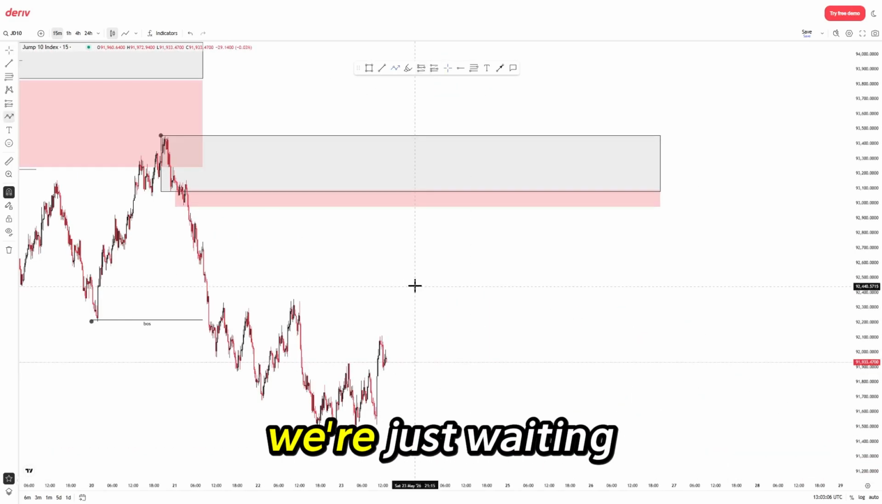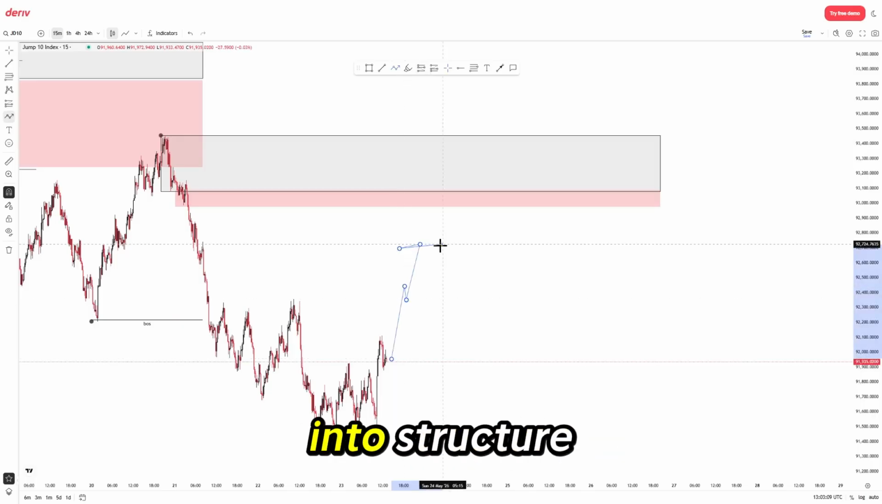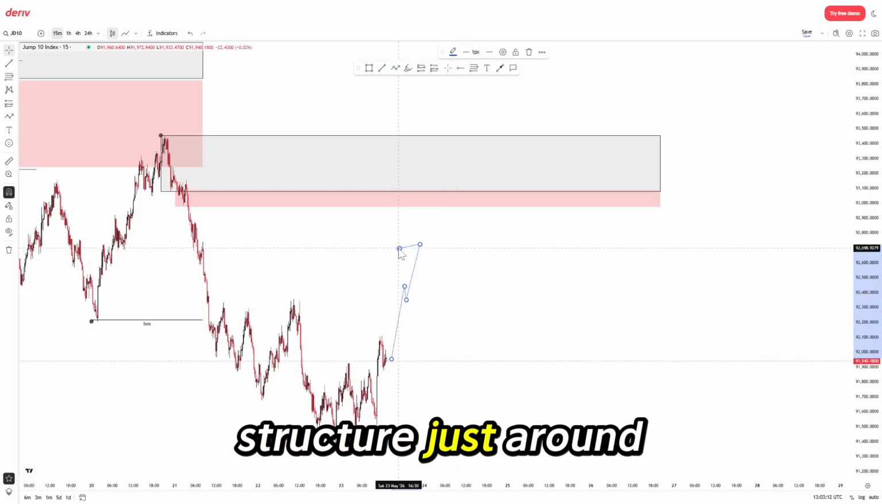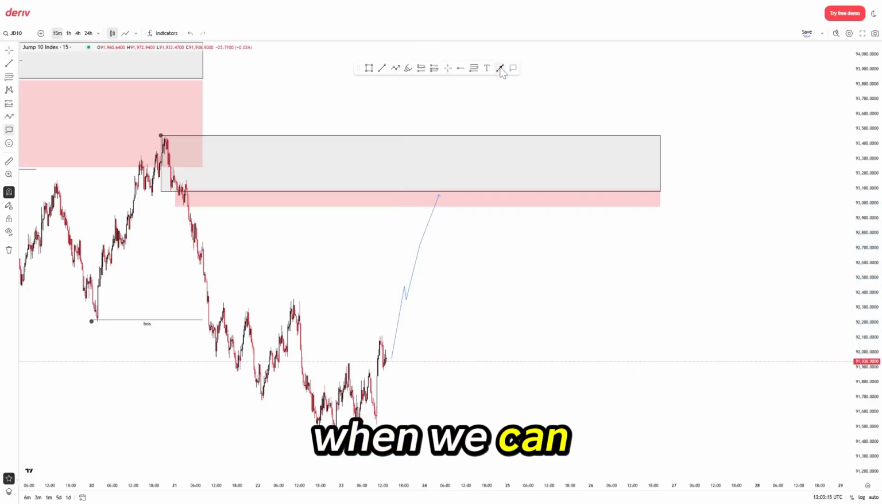So for now, we're just waiting for the market to pull up into structure, just around here. Then that is when we can sell, guys.